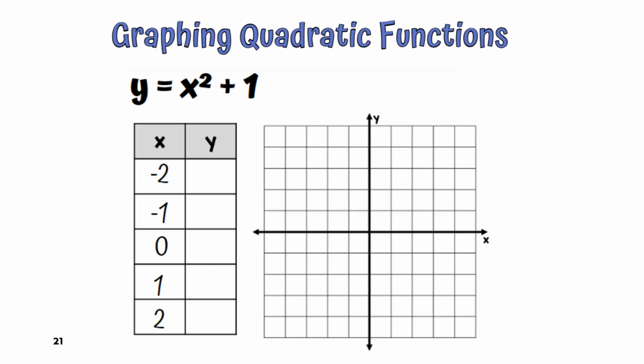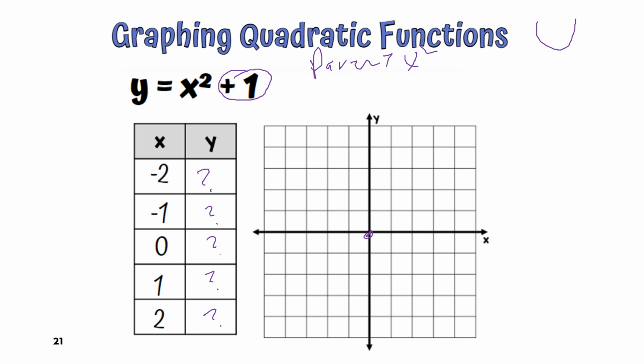Now we've got the parent function of x squared plus 1. What do you think this is going to do to our outputs and the shape of the graph? Remember, the parent function was a parabola, a U-shaped graph that touched at the origin. What's this plus 1 going to do? Just pause, think about it, reflect, and then we'll see what happens.